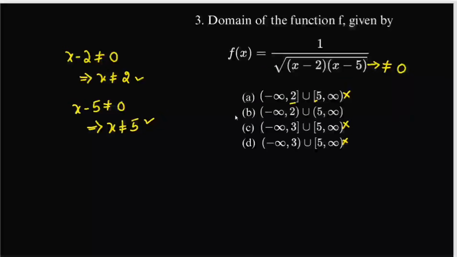So this is the only option that is left, option B. You can see here 2 is not included, 5 is not included. Other than that, all the other elements are included. So that is the domain of this function.